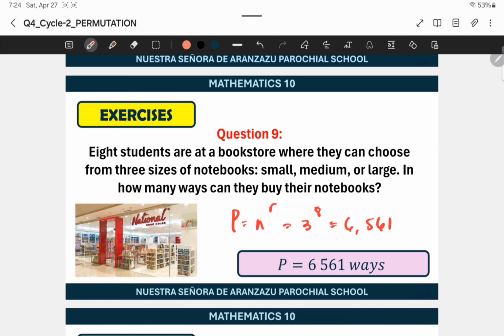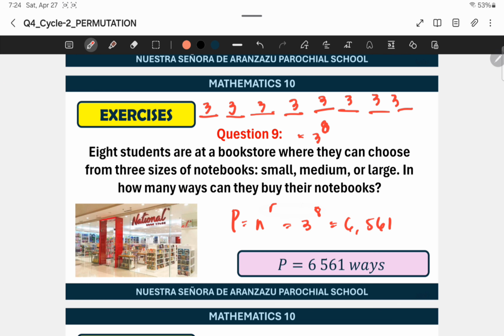So to illustrate, kunwari may 8 kang student. 1, 2, 3, 4, 5, 6, 7, 8. Ilan ba yung option ni student 1? 3. Student 2, 3. Student 3, 3. Ganun din sa lahat. Then, kapag sinimplify mo yan, 3 times 3 times 3 times 3, or 8 times ka nag-multiply kay 3. Kaya siya 3 raised to 8.